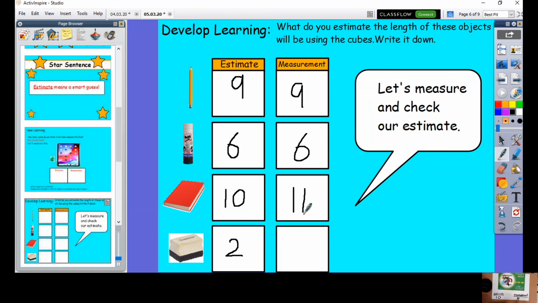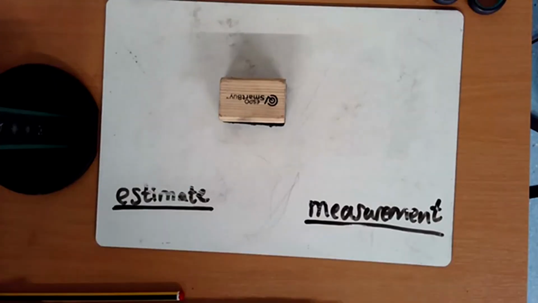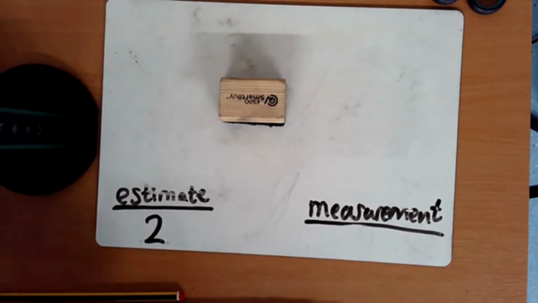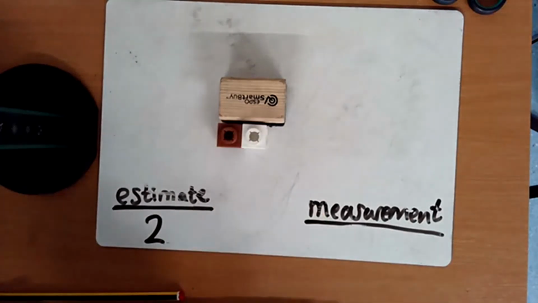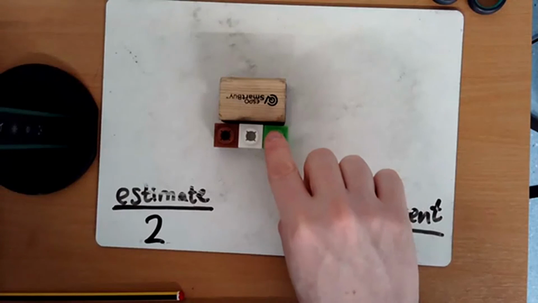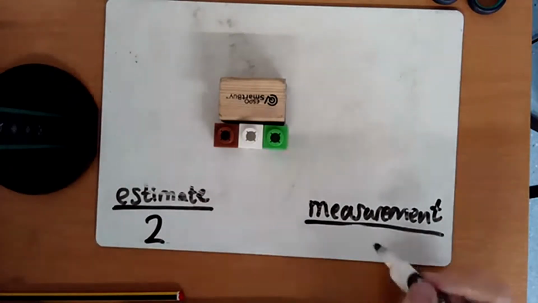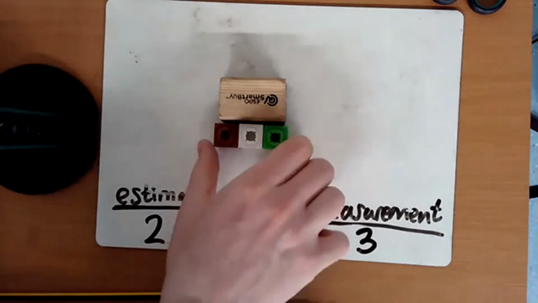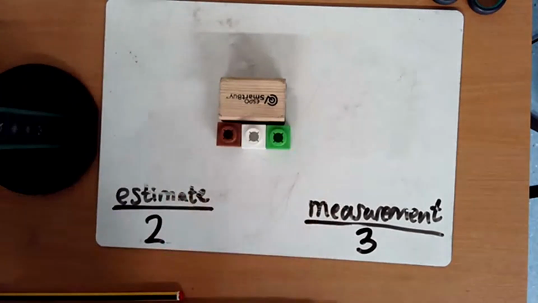And then finally, we will estimate the length of our little board rubber. So I've got my board rubber here. We said 2 cubes long. So let's measure it now. So let's put my estimation in, 2, and then let's have a go. 1, 2, and 3. So I was just a little bit off, but again, it's not far. 2 and 3 are very close to each other, so that's a good estimation.